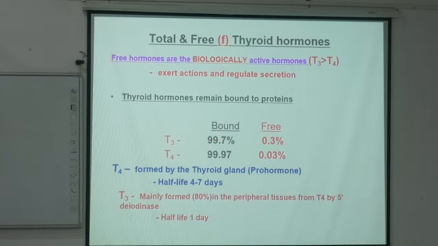So ideally there cannot be a deficiency; there is a high amount of protective mechanism within the body not to suffer from any deficiency, but it does occur if the disease state continues for quite some time. So T4, as I told you, is a pro-hormone, synthesized almost exclusively by the thyroid gland, and it has a half-life of 4 to 7 days.